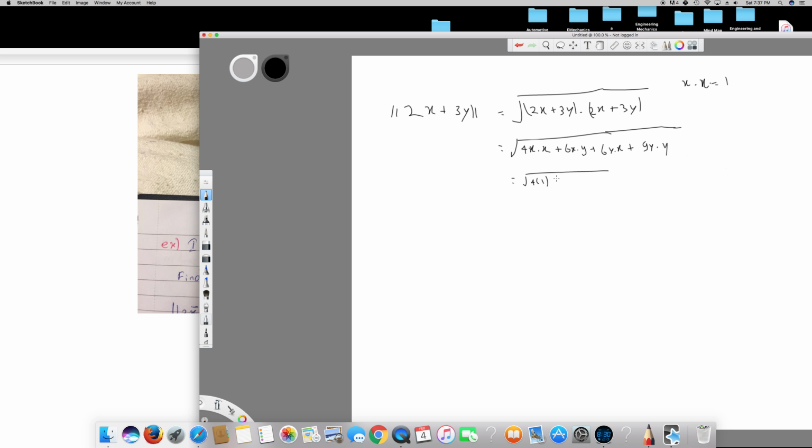So I'm going to apply this here. 6 times 3 plus 6 times 3 plus 9 times 1, because y dot y is equal to 1, right? So it's going to be 4 plus 6 times 3 which is 18, plus 18, plus 9. 18 plus 9 is 27, plus 18 is 45, plus 4 is 49. Root 49 is 7. Therefore, our answer is 7.